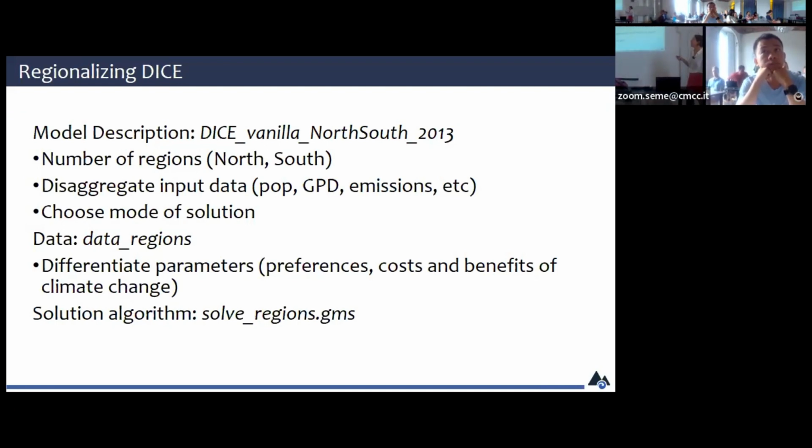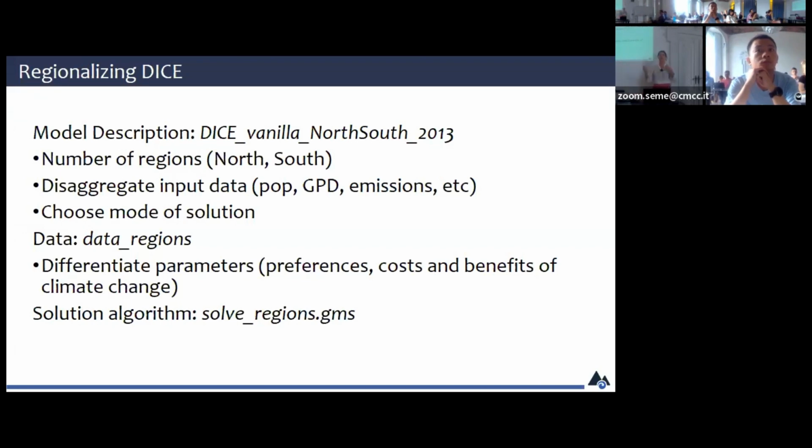It's where, depending on what is written in the main file, we're going to write solve as a cooperative, and in the solve regions, it's then going to solve it as a cooperative. In this case, there are not many coalitions to study. Why? Because how many coalitions can you have? You have 2 regions, you have either the Nash or the Grand Coalition.